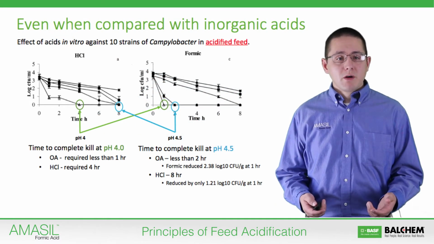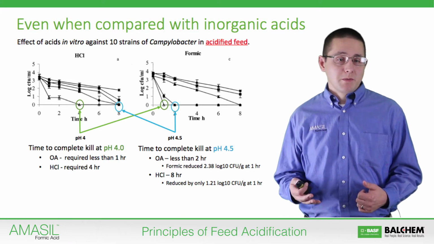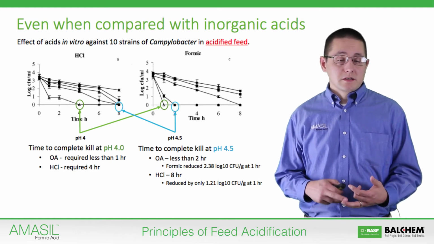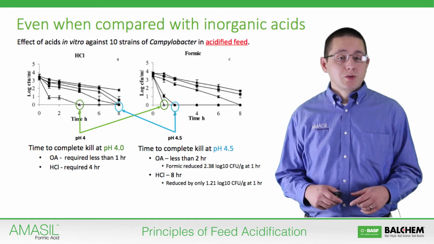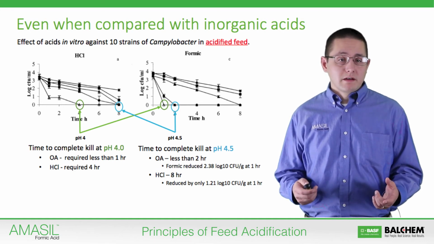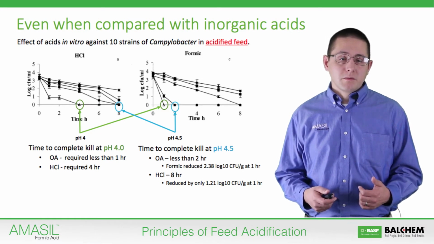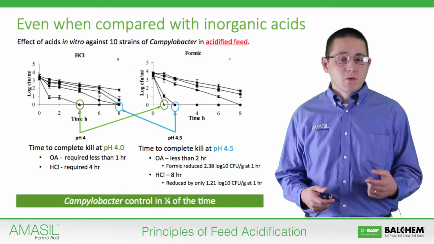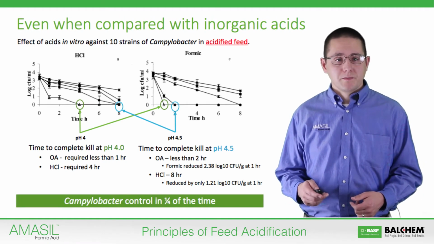And this is illustrated very well in a study that was done by Chavarich et al. in 2002. What they did is they took 4 different strains of Campylobacter and they inoculated feed. Then they acidified that feed with hydrochloric acid and formic acid and looked at how long it took each of these two acids at the same pH to eliminate detectable Campylobacter from the feed. As you can see, represented in green at the pH of 4 and by the blue lines at the pH of 4.5, at both of these pHs, formic acid acted about 4 times faster than hydrochloric acid because of this combination of intracellular and extracellular effects.